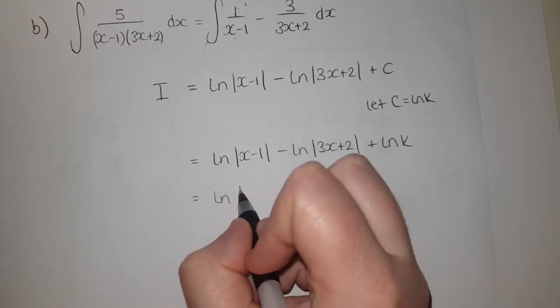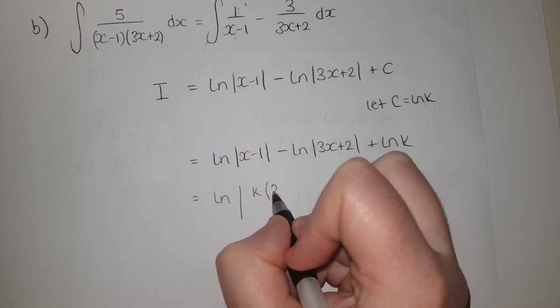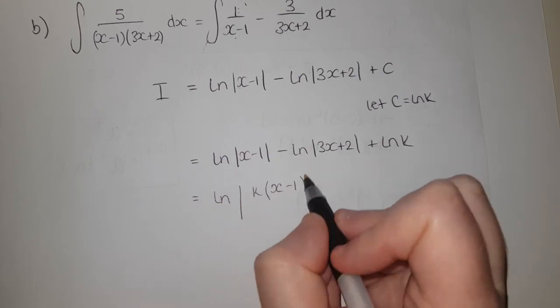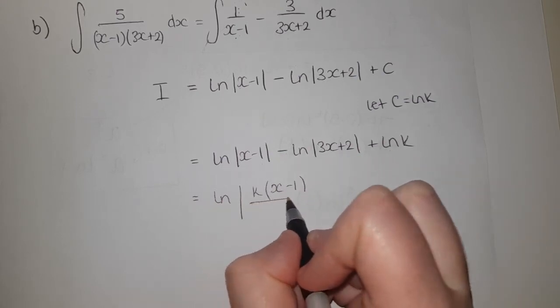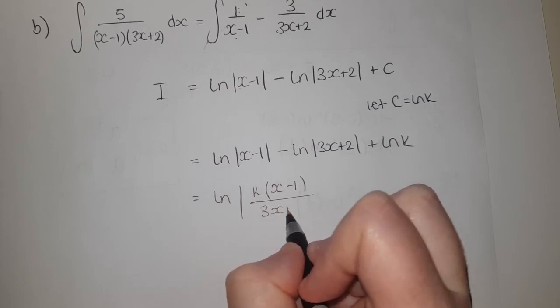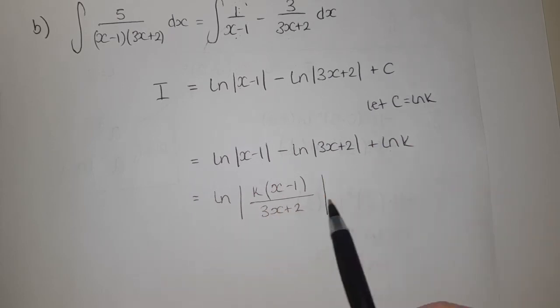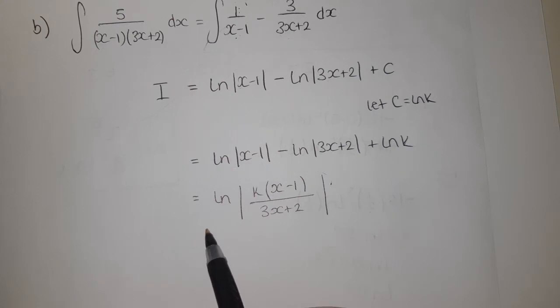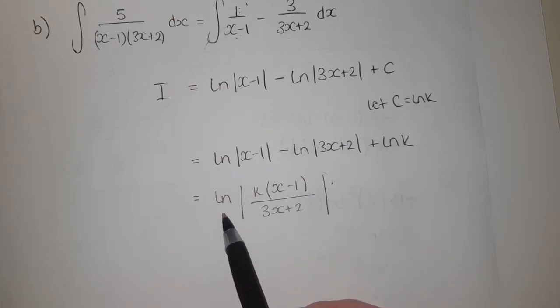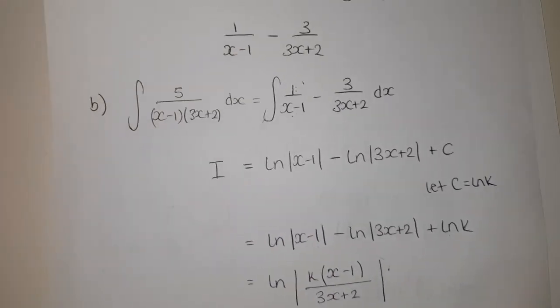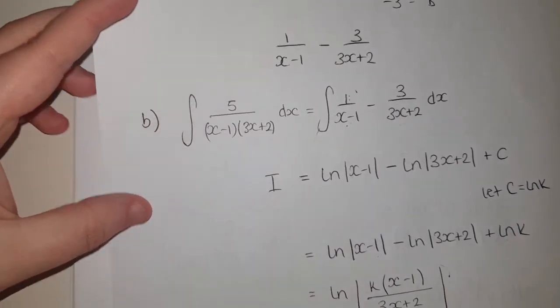So I get ln of k multiplied by x minus 1. And then when you're subtracting, you divide by it. So divided by 3x plus 2. And that's it. I get one entire term. Okay, and it's quite often that you're going to be tidying up to that standard. All right, and then part C of this question.